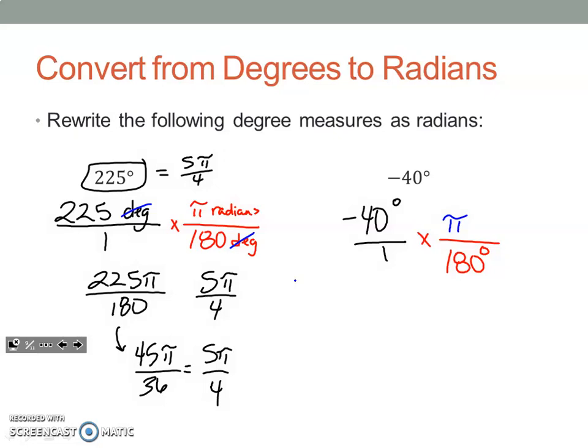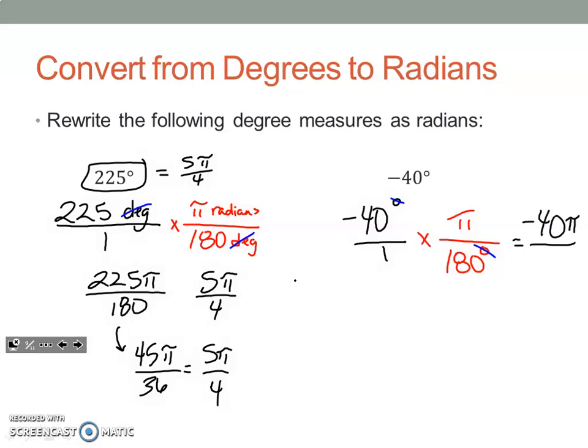Okay, and you don't have to write out the pi, or you don't have to write out the radians, you don't have to write out the degree. Okay, it just kind of helps to figure out what needs to go where. Okay, so now I can see what I can cancel. Well, my degree things are gone, that's good. I've got negative 40 pi.